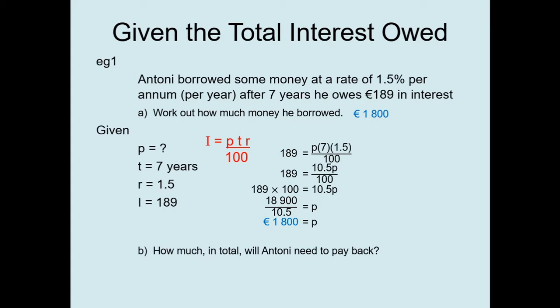How much in total does Anthony need to pay back then? Well, he needs to pay what he borrowed plus the interest. So the principal plus the interest: 1,800 plus the 189, that's 1,989.